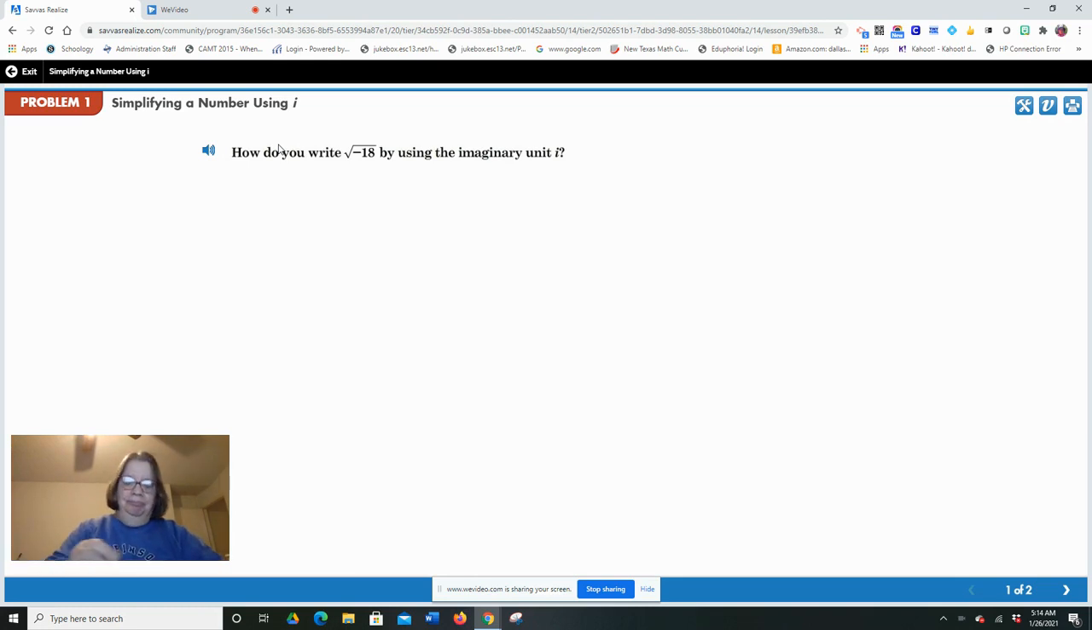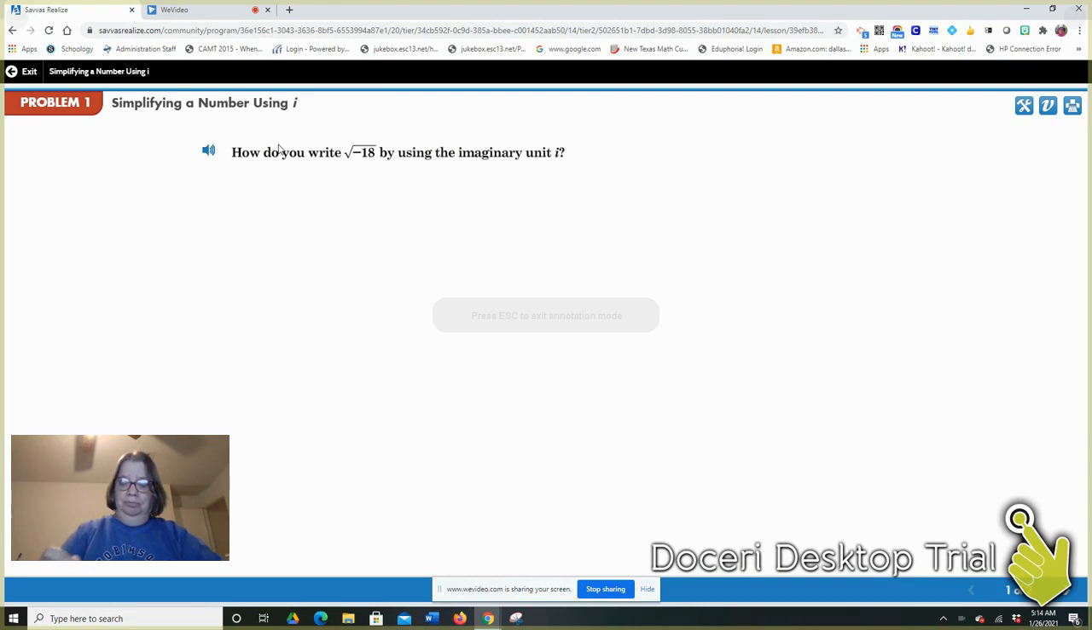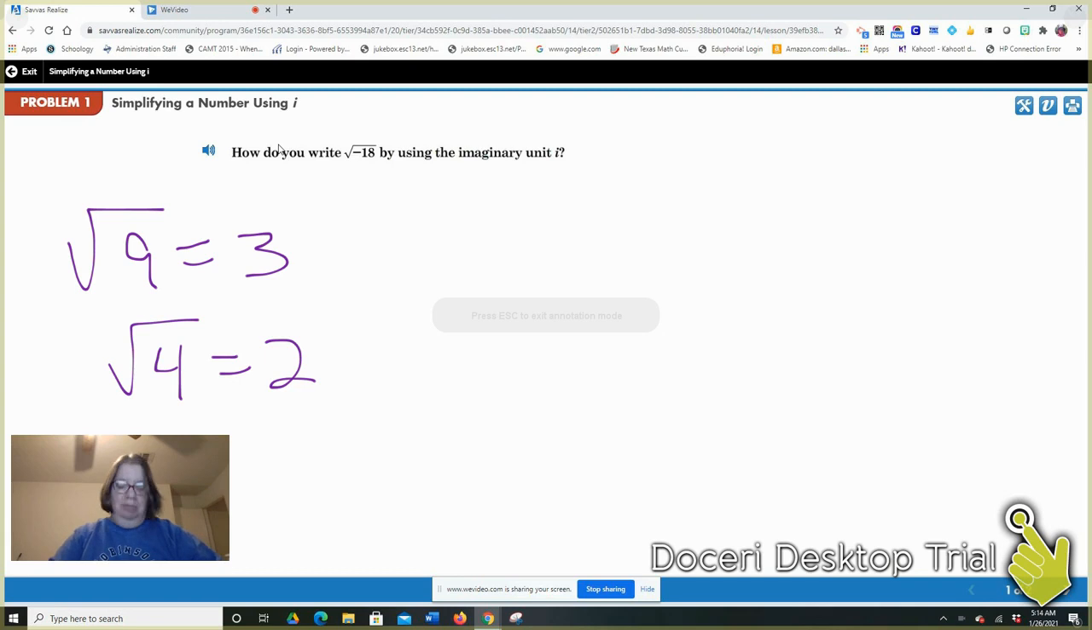So we have been simplifying radicals. And you know how to do something like square root of 9 is 3, square root of 4 is 2. And we even looked at one where square root of 12, we broke that down to 4 times 3, and then took the square root of 4, which is 2, and the 3 stays under. So you know how to simplify radicals.